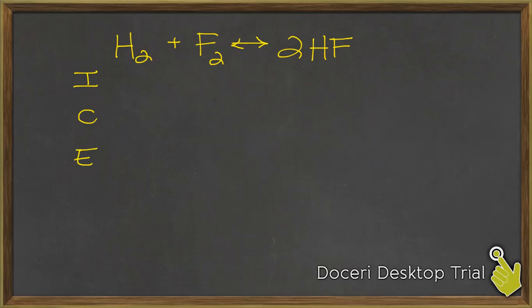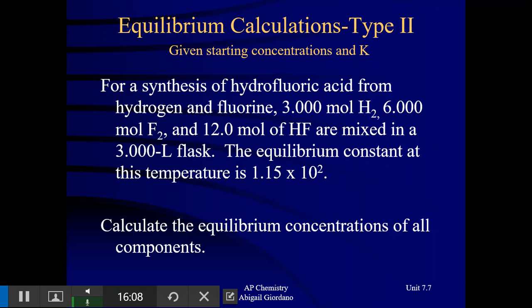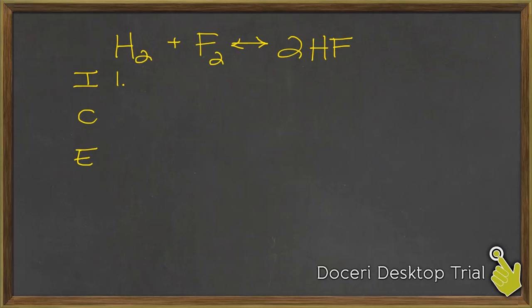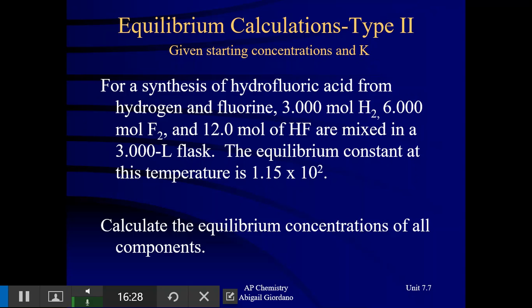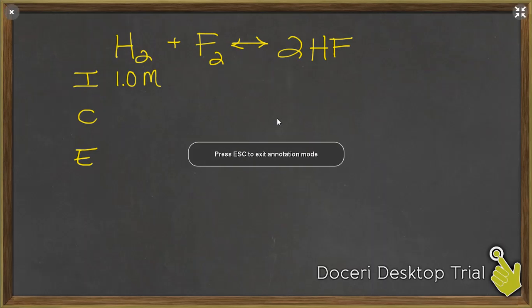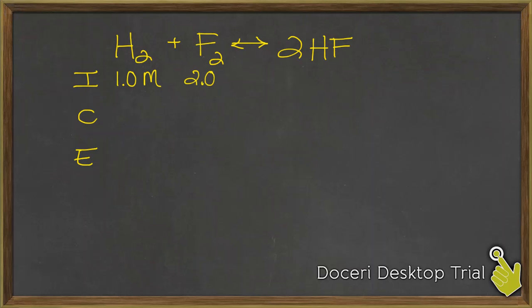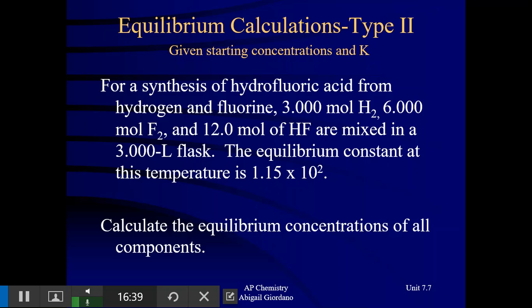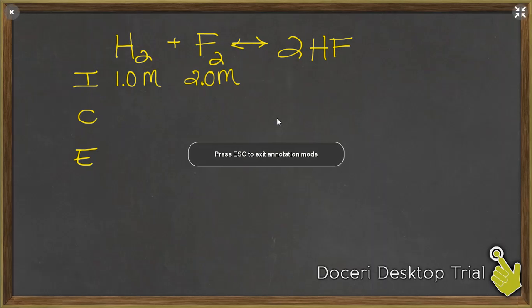Okay. I stands for initial conditions. Now it's not quite as simple and straightforward as the last one. We just have to do a little bit of mental math here. Molarity is moles divided by liters. So for hydrogen, that's going to be 1 molar. Okay, for fluorine, 6 moles divided by 3 liters. That's going to be 2 molar. And last but not least, HF, 12 moles divided by 3 liters, so that's going to be 4 molar.